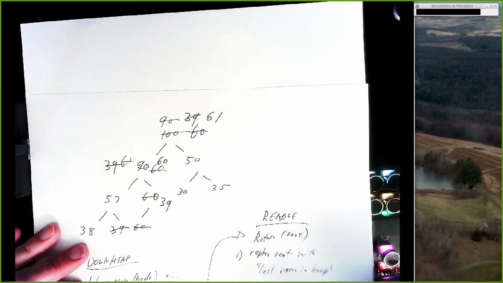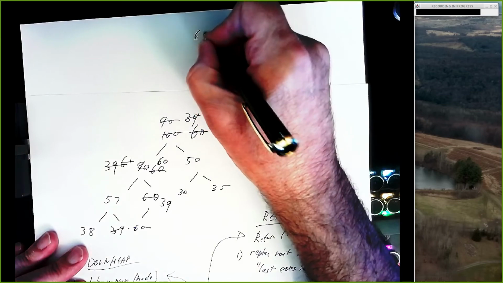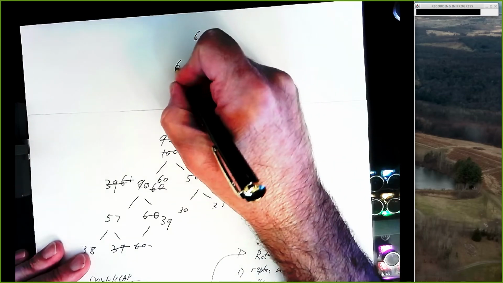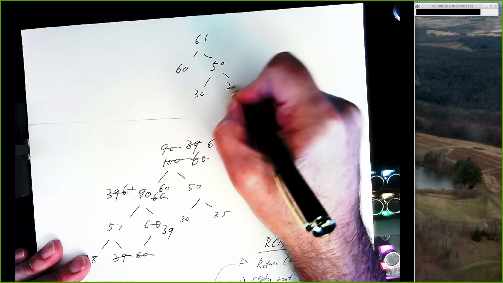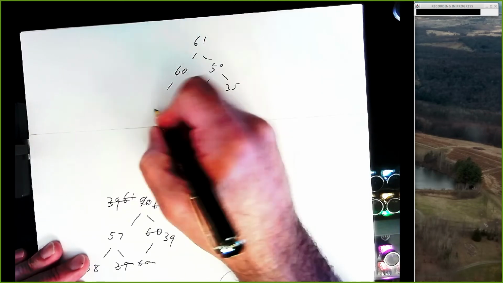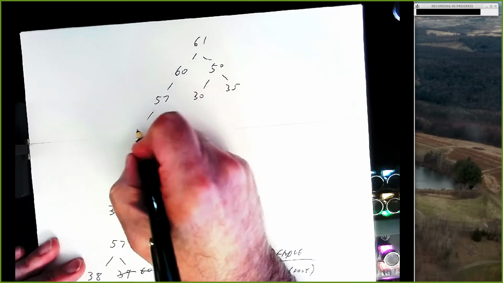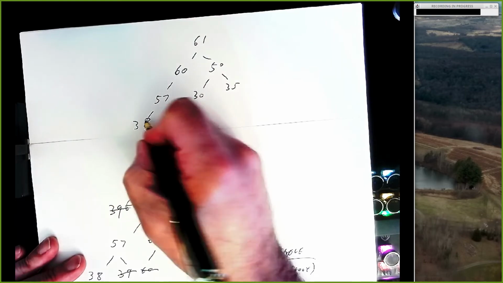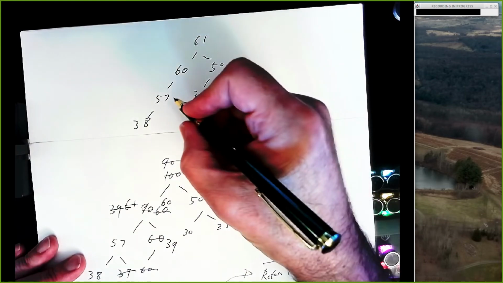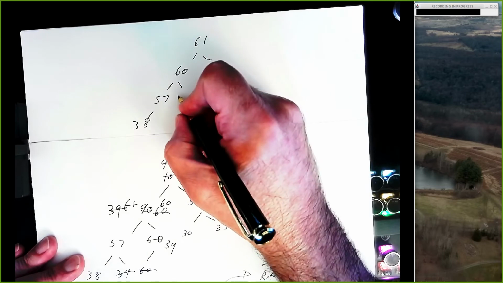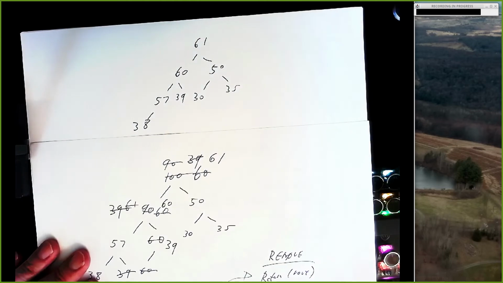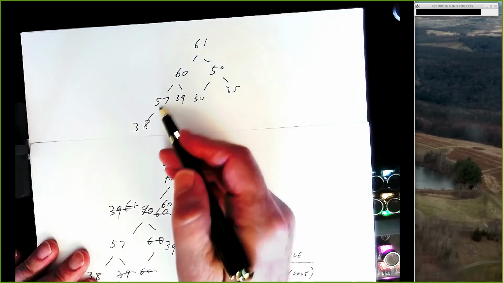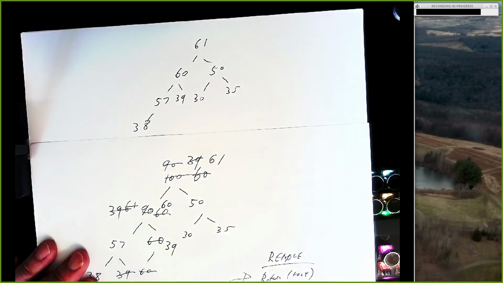Let me redraw this heap more clearly. 61, 60, 50, 30, 35, 57, 38, and the child of 60 is 39. Right? Clearly a heap. Each node's bigger than its children, and it's still got the heap shape.